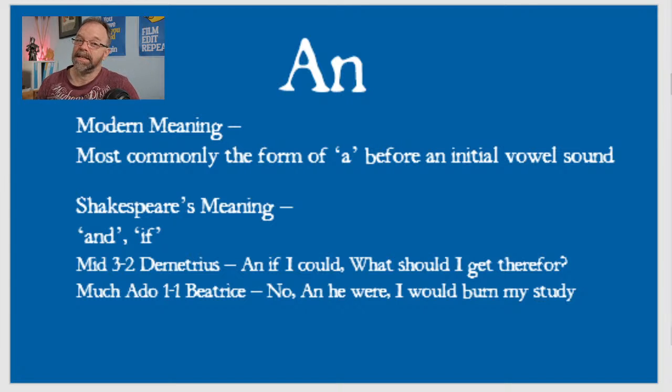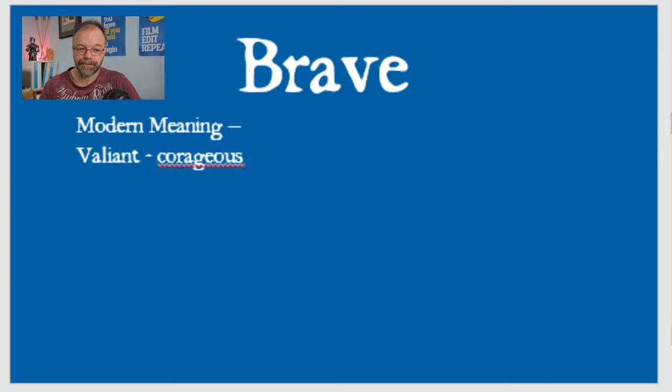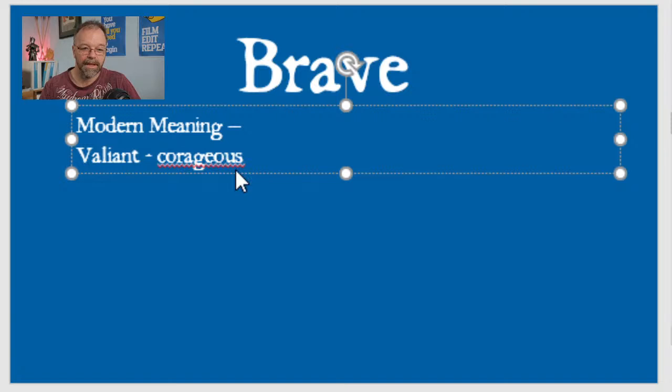So I've done these in alphabetical order. The second word we're going to look at is brave. So you might know the modern form of brave as valiant or courageous. That's the modern meaning.